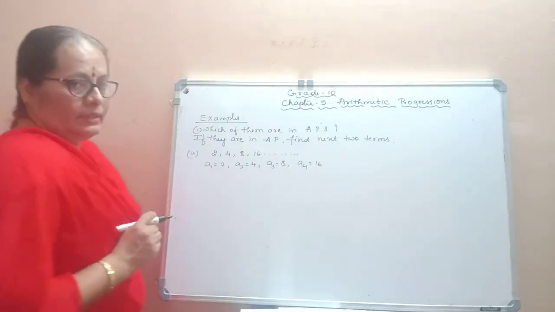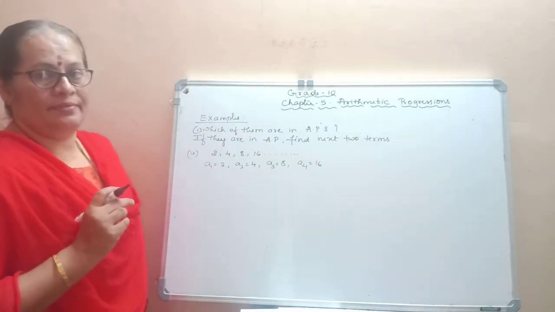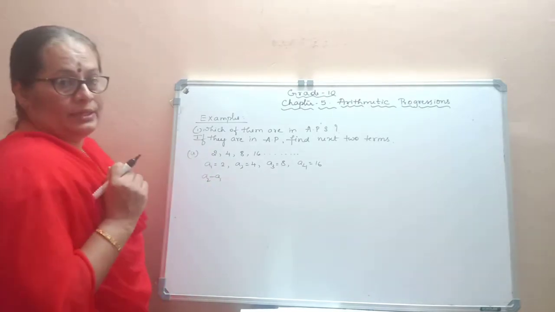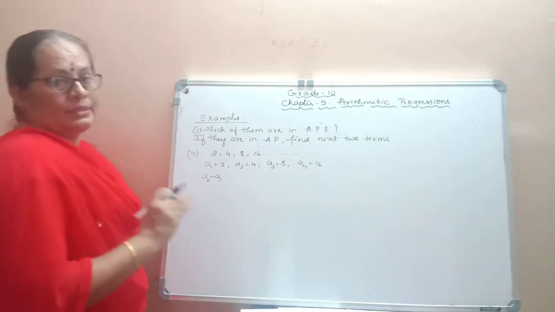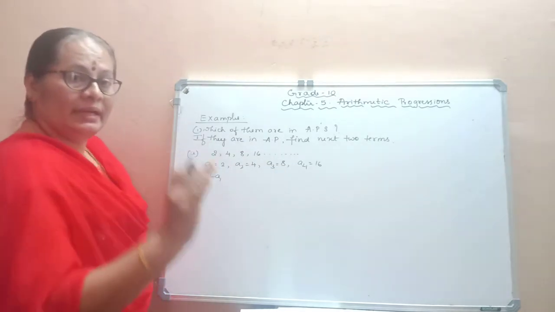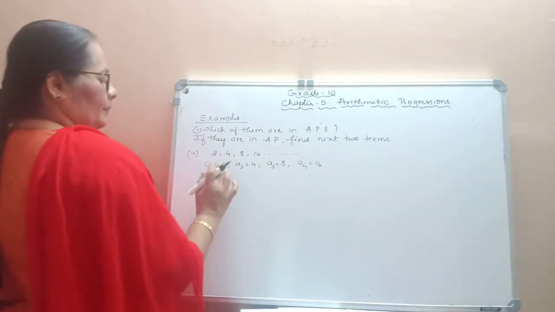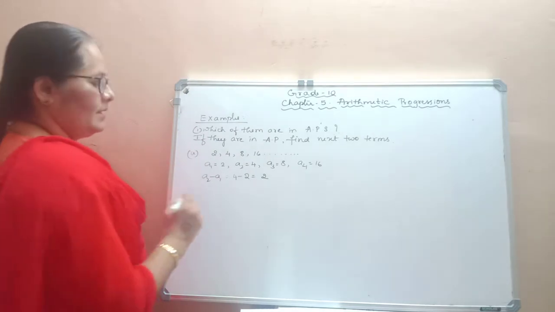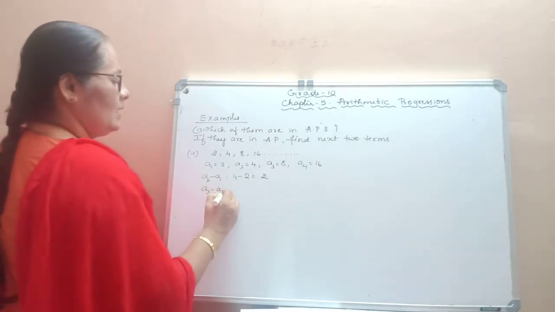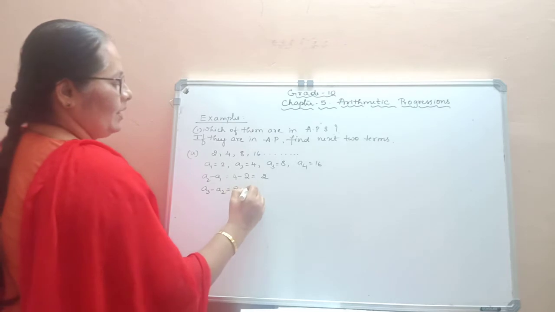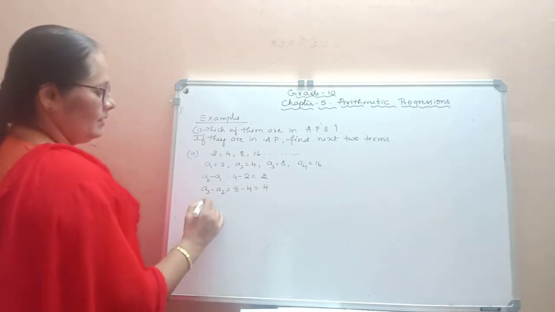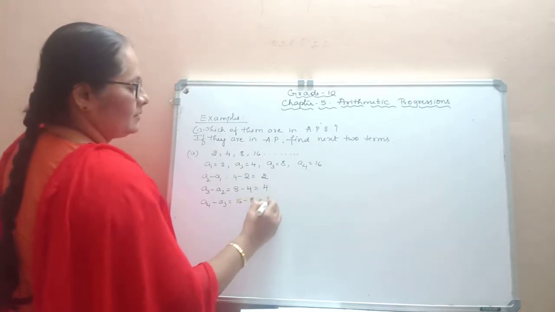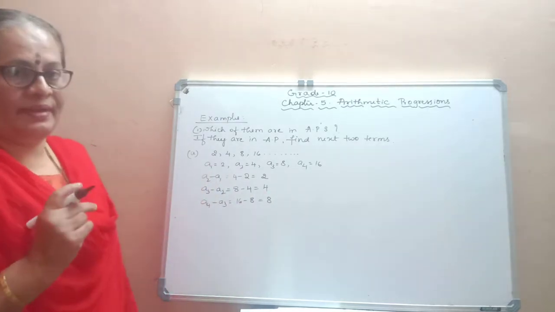Now, what do we have to do? First we have to find the difference. So that is A2 minus A1, not A1 minus A2. Here second term minus first term, third term minus second term. So 4 minus 2, which is 2. Right? Then A3 minus A2. So A3 is 8 minus 4. Right? A4 minus A3, 16 minus 8. Is there any common difference?